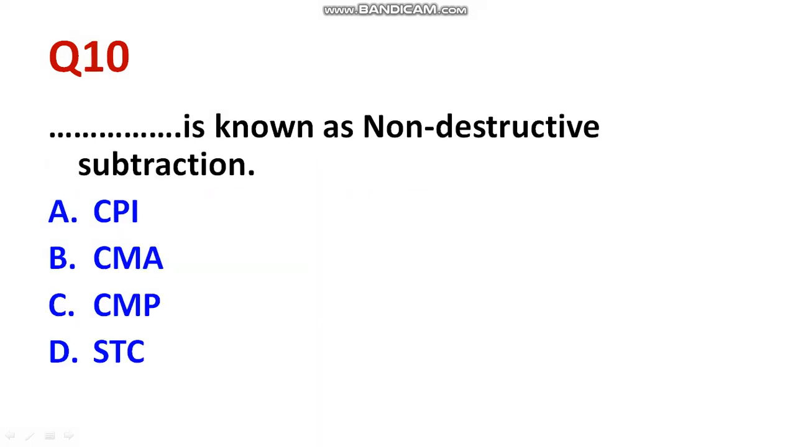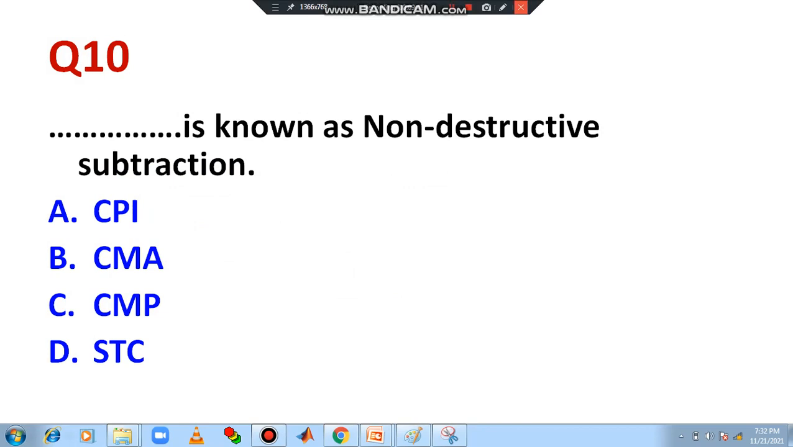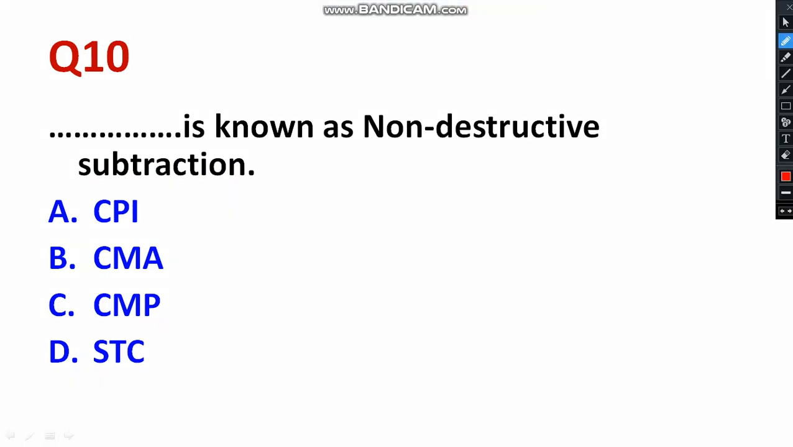Last question. Dash is known as non-destructive subtraction. So identify which is the non-destructive subtraction. That means CMP. CMP is known as non-destructive subtraction.